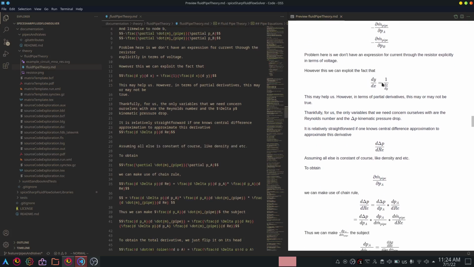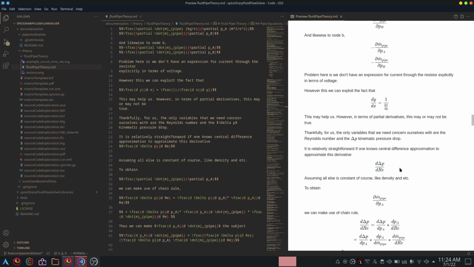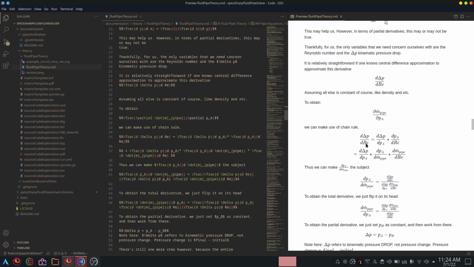So we want this dm pipe dpb, but we can get from our friction factor correlations dp dre. We need to change it to a dm pipe dpa kind of form. So I'm going to introduce pa into this derivative using chain rule. Chain rule: dp dpa, dpa dre. That's what we're going to do.